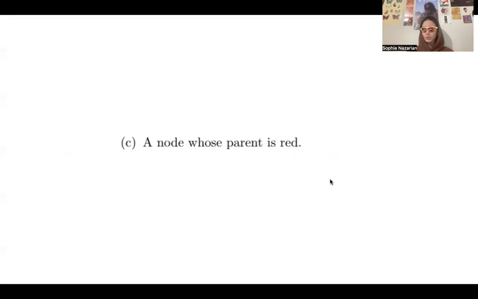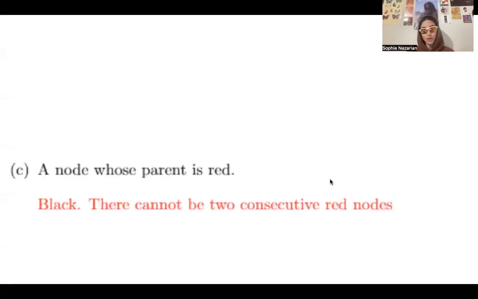What about a node whose parent is red? Well, if the parent is red, there's only one possible solution for this, right? The solution is going to be a black node. Because remember, if there are two consecutive red nodes, when we're converting it to a 2-3 tree, that means there's three objects within one node, which violates it. So if the parent is red, then the node has to be black.